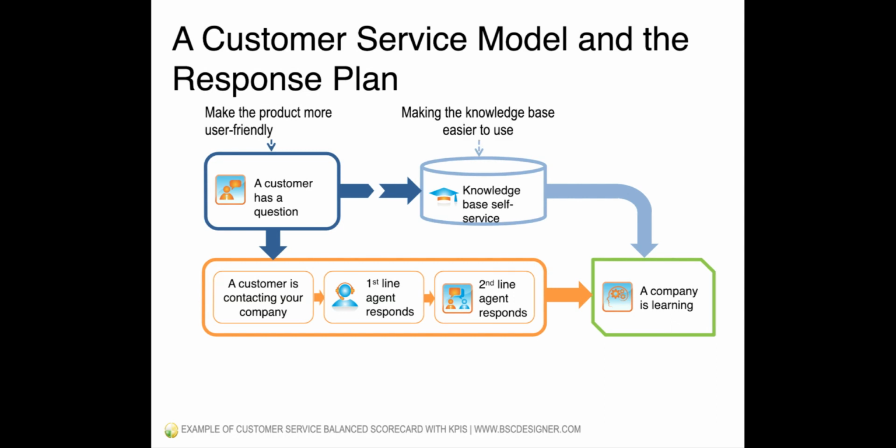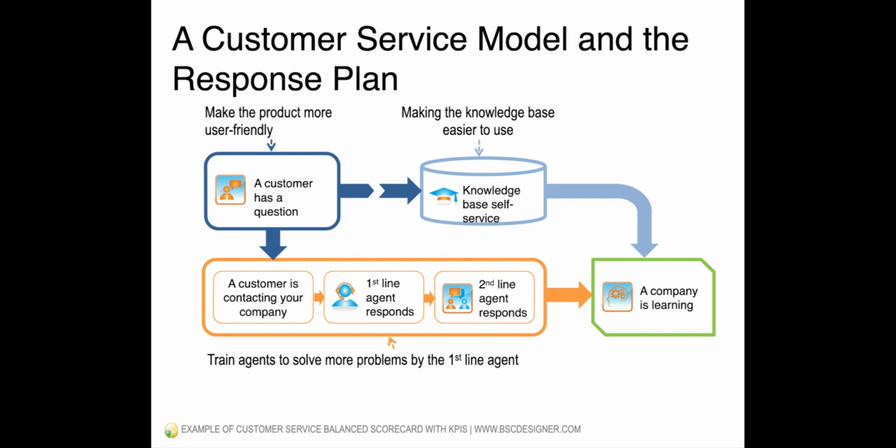What about the actual customer service, when we have a first line agent who responds to the query and a second line agent who responds to the query? Probably the challenge here is about training. It's about training to make sure that people from the first line are able to solve more problems, and only the most challenging questions are answered by the second line agents, because obviously second line agents are more expensive.